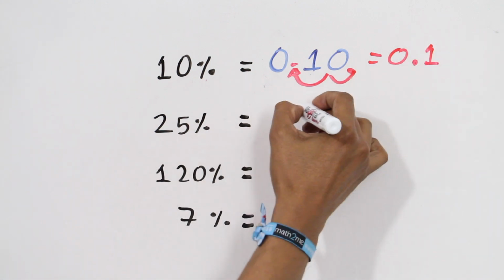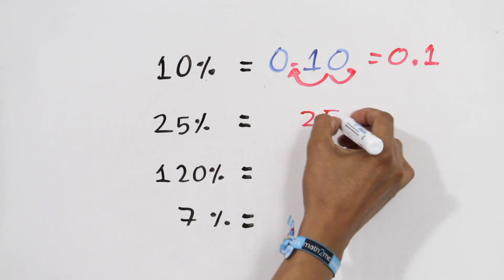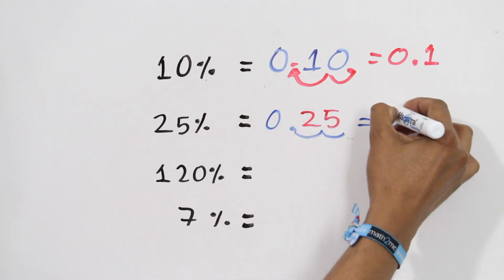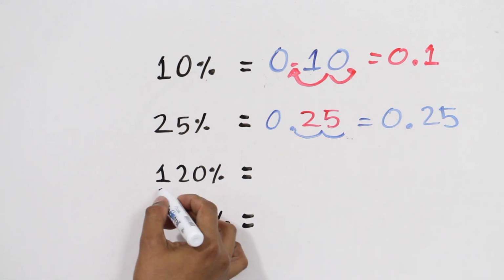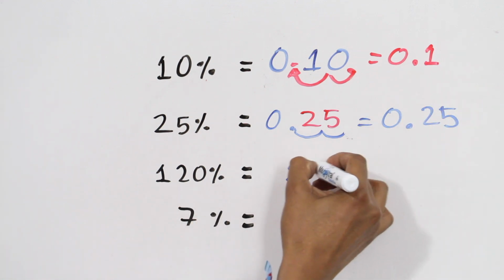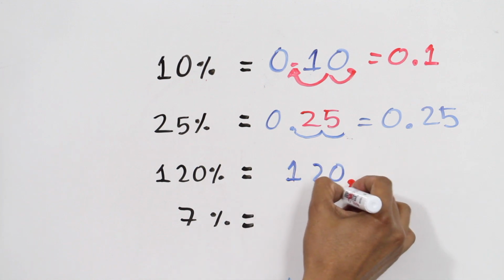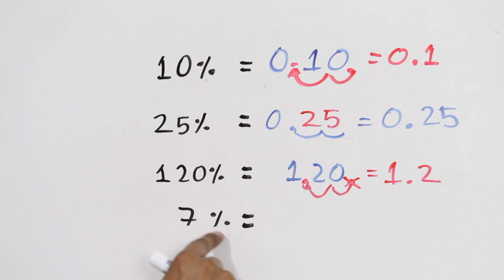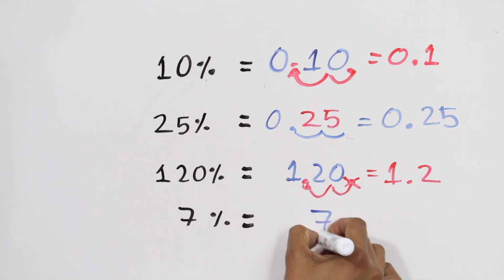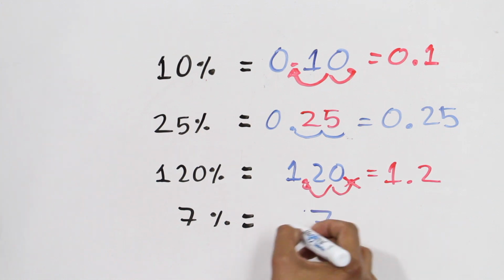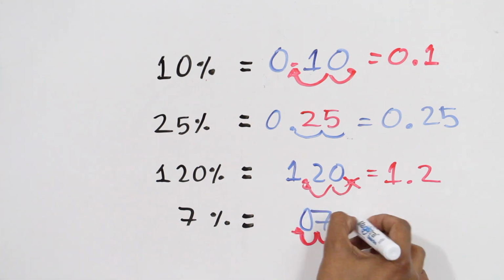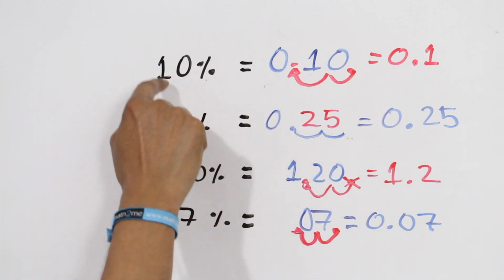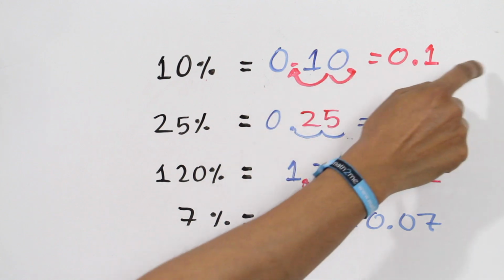For 25%, we write the 25 and move the decimal point 2 number places to the left, and this is how we get 0.25. For 120%, we also move the decimal point 2 number places to the left to get 1.2. And finally, for 7%, we move the decimal point 2 number places to the left, but in this place we put another 0 to get 0.07. As you can see, it's not difficult to turn any number with percent into a decimal form.